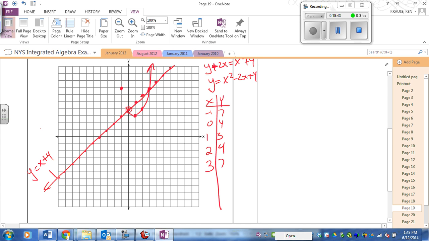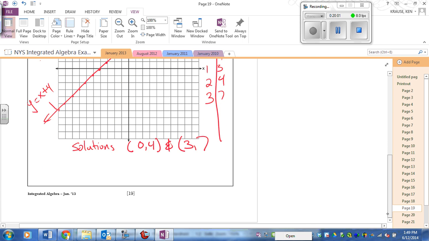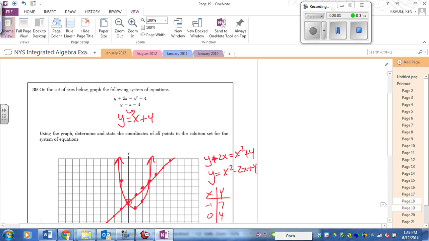Parabola. So my two solutions are 0, 4 and 3, 7. And that's it. That's all she wrote.